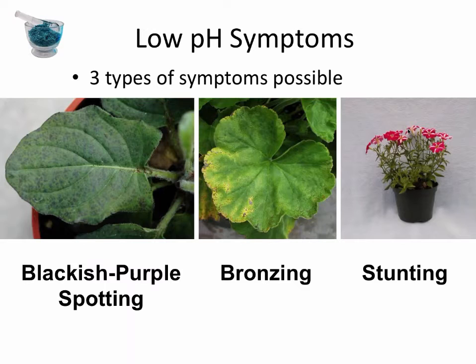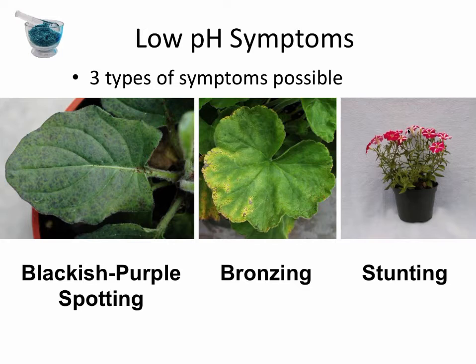There's typically three types. There's the typical blackish purple or purplish black spotting, and these symptoms always appear on the lower foliage. The other one's more of this bronzing that's going on or yellowing that you see with the geranium there in the middle. Again, it's the lower foliage. When you have a toxicity condition, it starts on the lower foliage. And then I threw in that third slide, the petunia that's there.